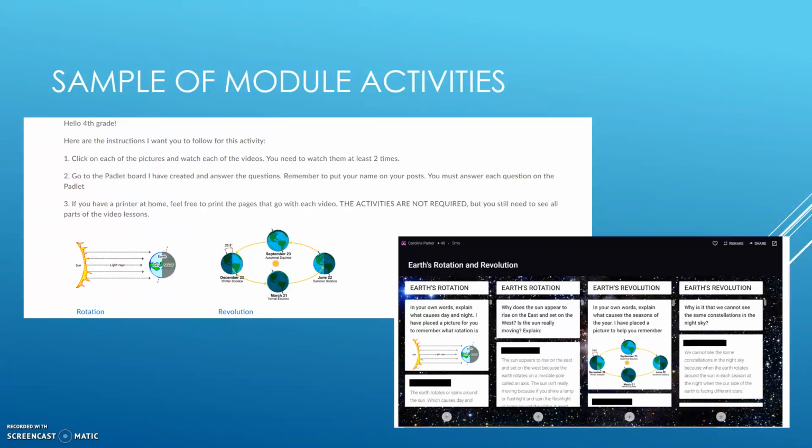Here's a sample of the structure of an activity. Again, in the science classroom, I had the students for 5 days only at a time. And they had an hour each day to complete this. The activities were open to them for as long as they wanted, but I wanted them to at least get started while they were in the classroom. So this is an example of a 4th grade activity. The students had to watch a couple of videos or read information about rotation and revolution. And then they had to write answers to questions about this and what they meant to them. So they completed a Padlet for this particular example.